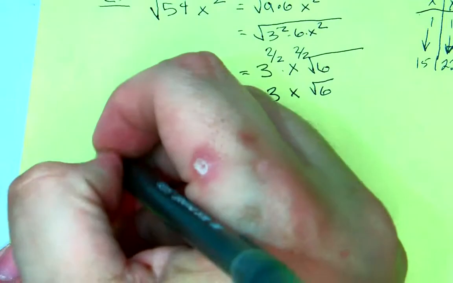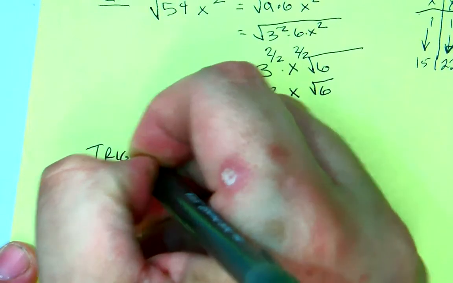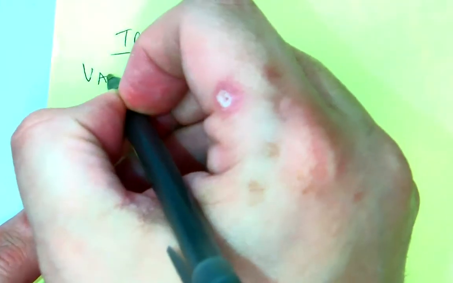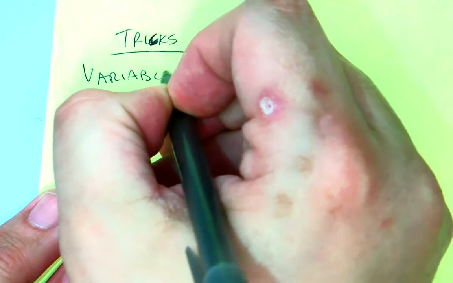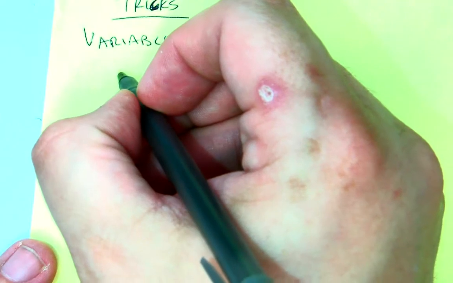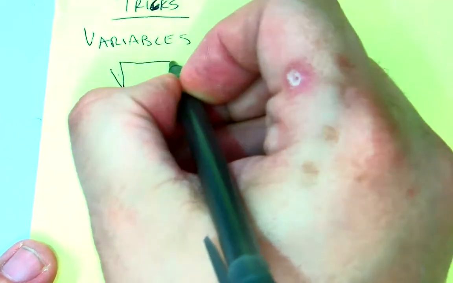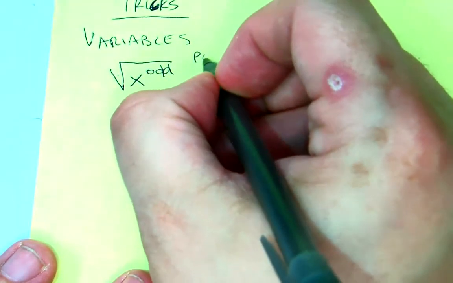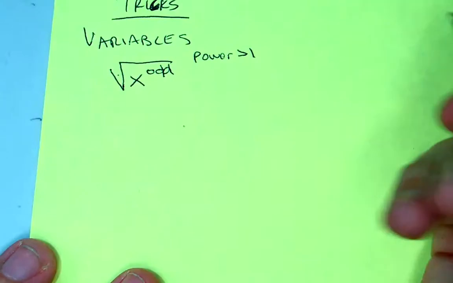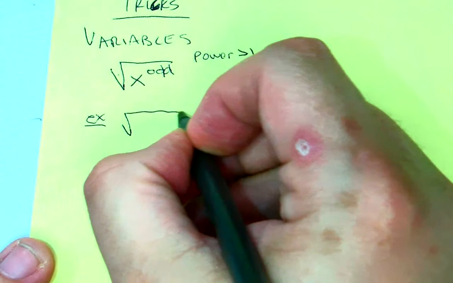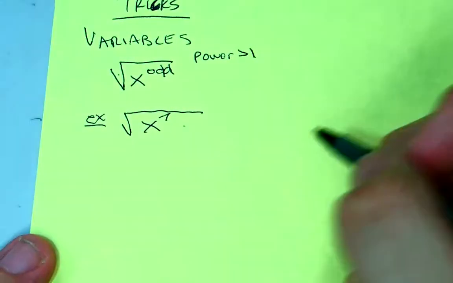Now, some other tricks. Now, for variables. If you have the square root of x to the odd power, and the power is greater than 1, here's what we want to do. It's easier to see with an example. Square root of x to the 7th power.